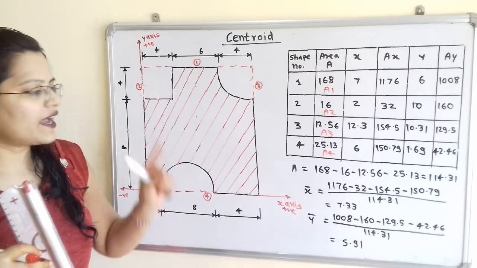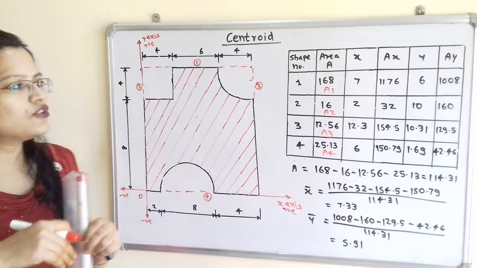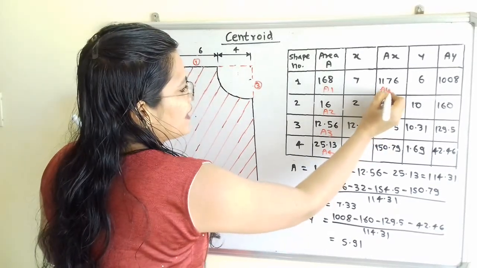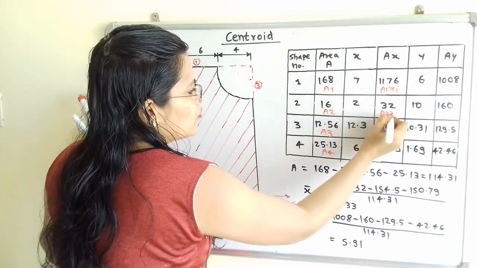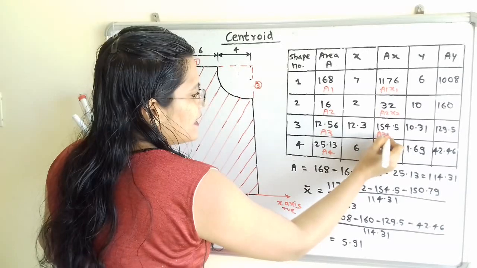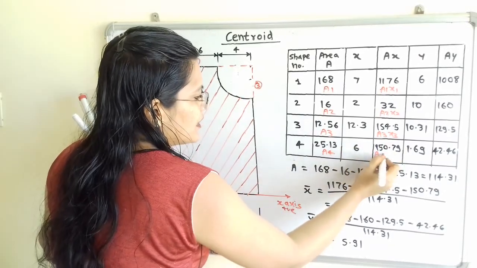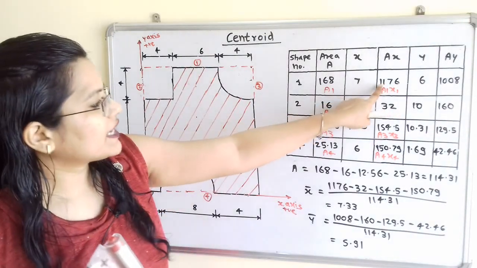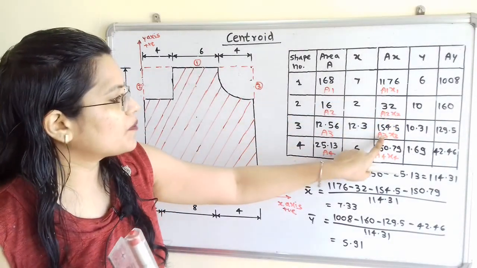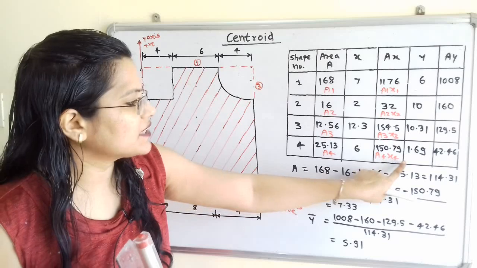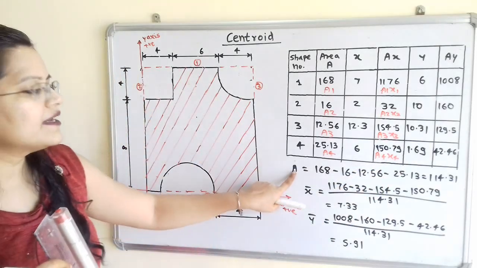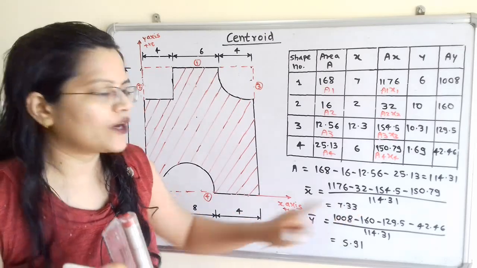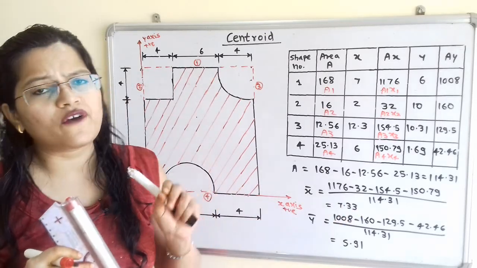Now in the same way, how to calculate x bar? So for that we have to observe this column. So this is the value of A1 x1, then A2 x2, A3 x3 and A4 x4. So in the same way we have to take A1 x1 minus A2 x2 minus A3 x3 minus A4 x4 divided by this calculated value of A. So which is equal to 7.33. So this is the value of x bar.